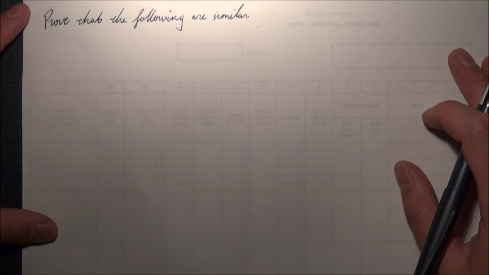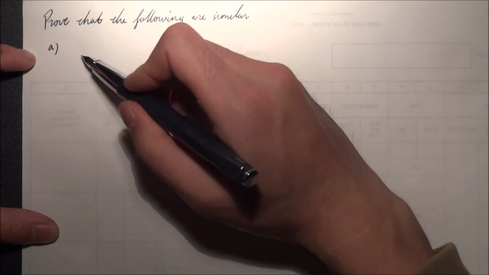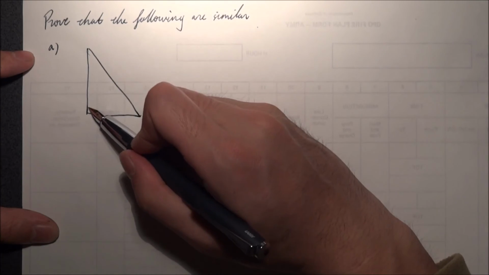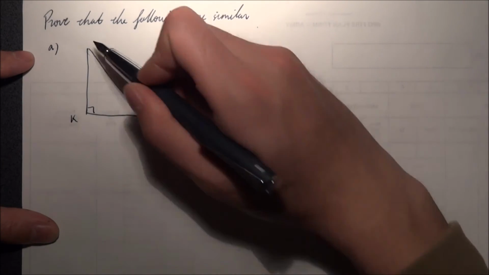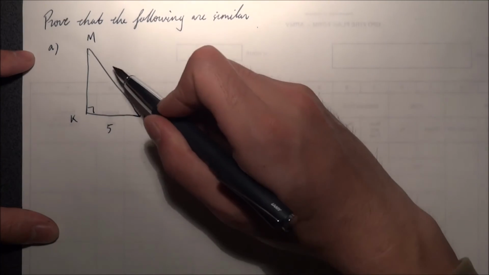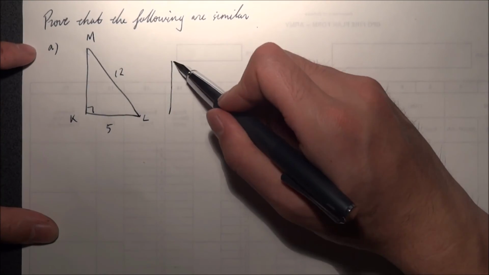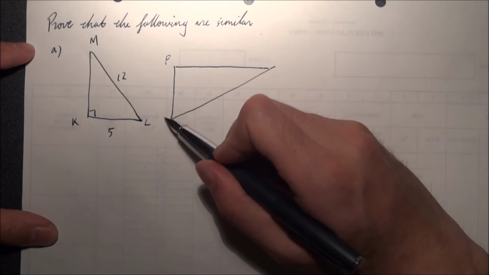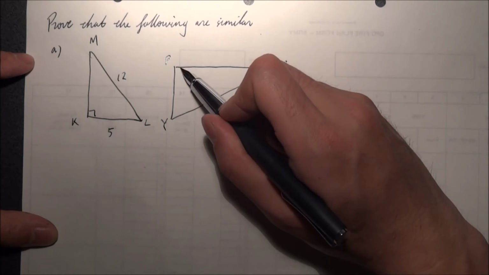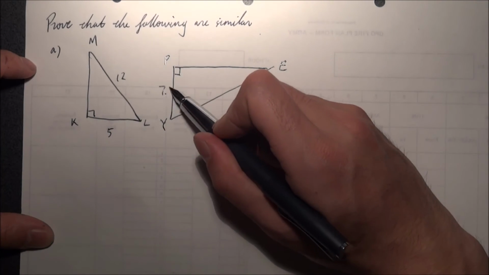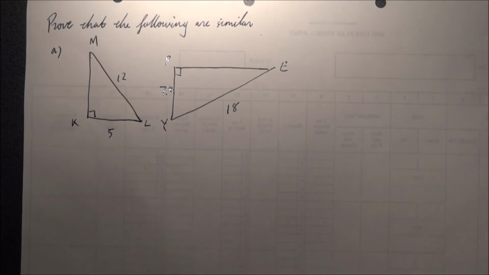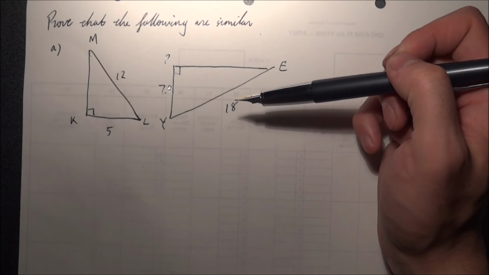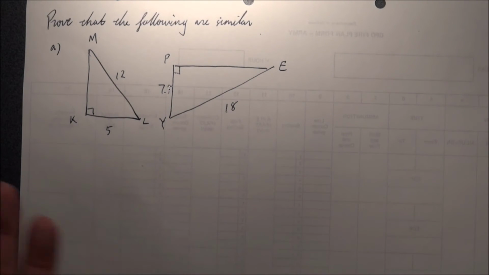Well, let's go through a few examples. So first one, a right angle triangle KLM. One side is 5, one side is 12. And the second one, PYE. One side is 7.5, the other side is 18. So it's quite obvious we have the right angle, hypotenuse, and a shorter side. So if it works, it will have to be RHS.